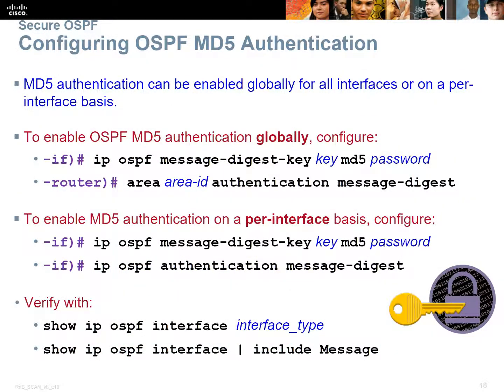So there's the commands. You can either set it globally, set up a message digest, and then every interface has to have it, or if you just want to set it up on one or two interfaces, just set it up on those interfaces. The commands are quite similar, but remember that once you set it up inside the routing process, you've got to do it on every interface. But if you just want one or two interfaces, then you just use the interface commands.